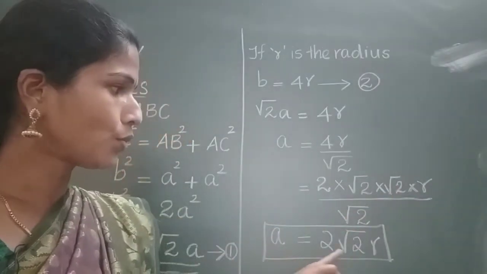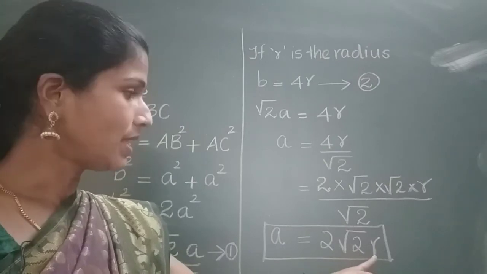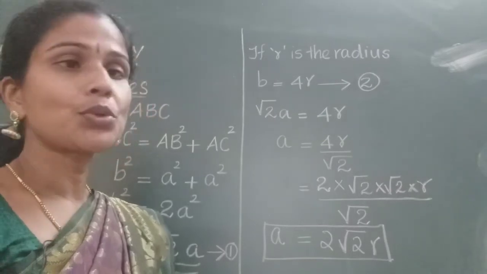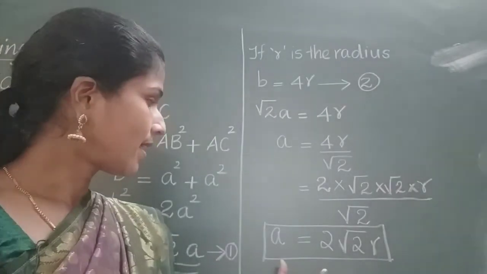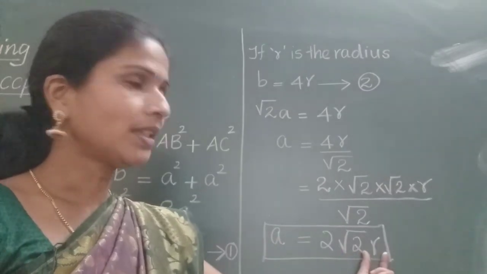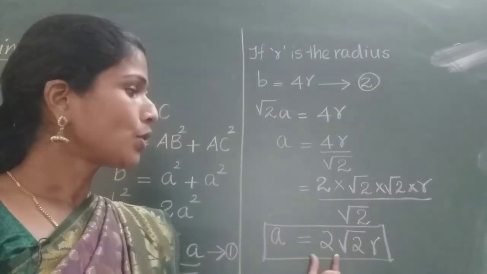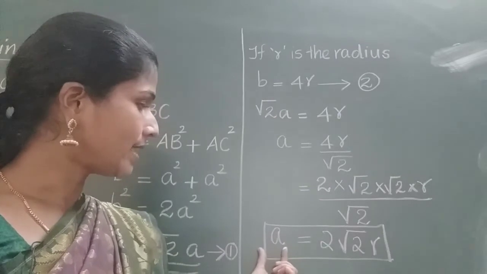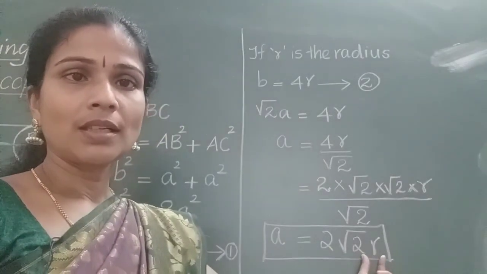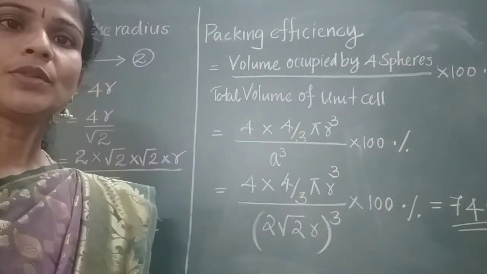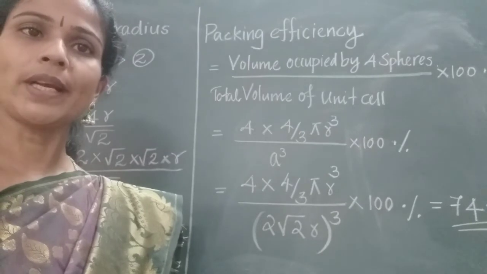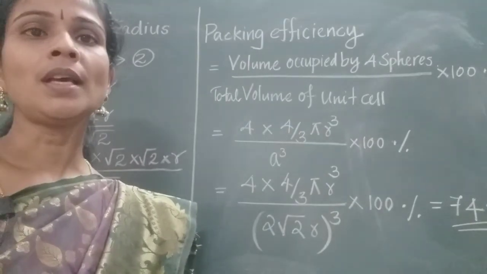So root 2 and root 2 can be cancelled, then we get 2 root 2 r. a is equal to 2 root 2 r, and from this equation we can write r also. r is equal to a by 2 root 2. So this is the relationship between the edge length a and the radius of the sphere r. a is equal to 2 root 2 r, where a is the edge length of the cube and r is the radius of the sphere. Clear? From these values we can calculate the packing efficiency in FCC lattice or HCP lattice or CCP lattice.